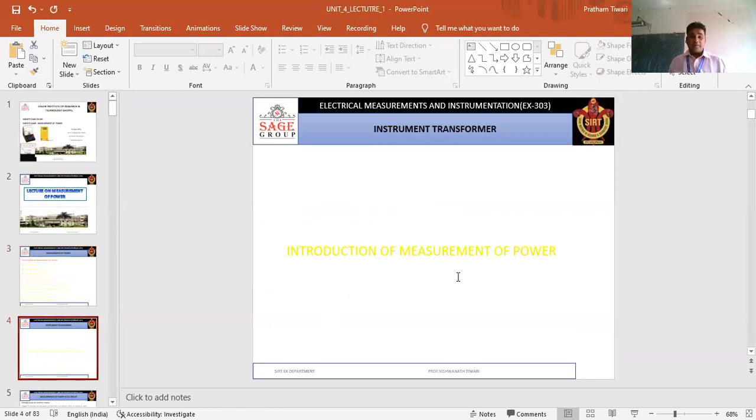So we see the introduction of measurement of power. So we have to discuss the measurement of power. There are two types of power we can use in AC circuits and DC circuits. The power measured in a DC circuit is called DC power. The power measured in an AC circuit is called AC power.